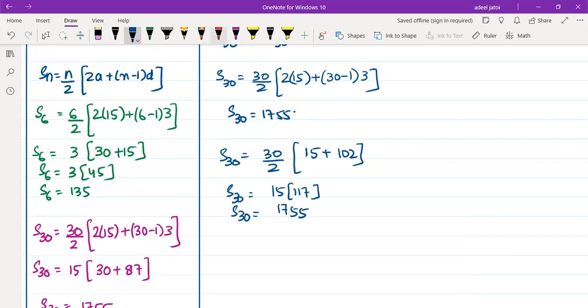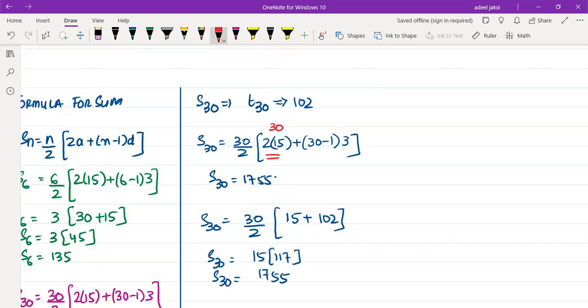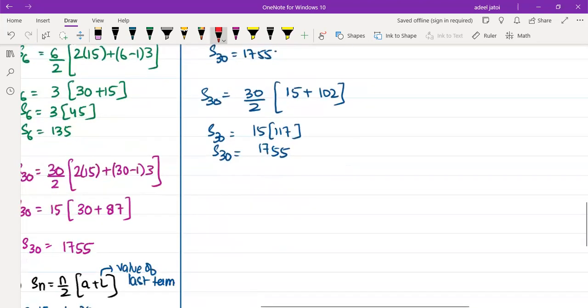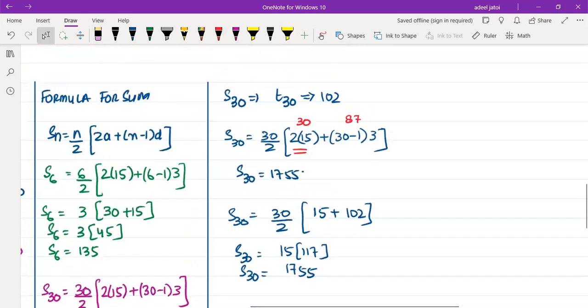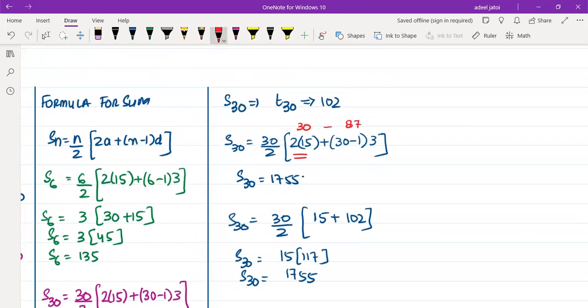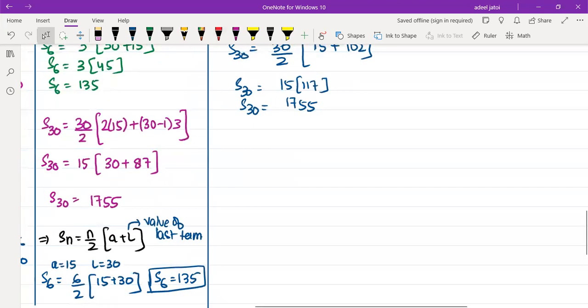Because in this case, this was 30 plus 29 into 3, which is 87. So 30 plus 87 is again what? 117.